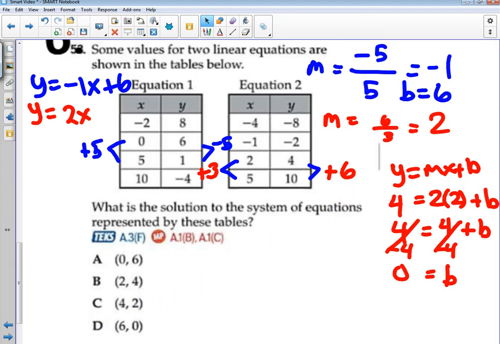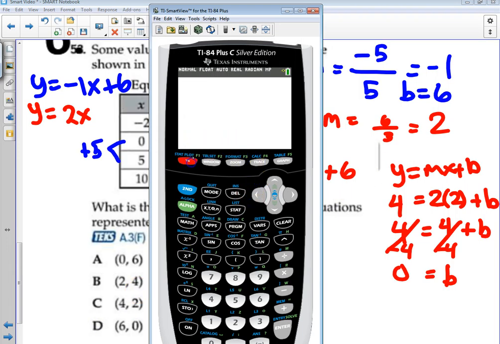So if we look at our calculator, go to y equals, and we go ahead and plug in the two equations. So the first one's negative 1x plus 6, and then we have 2x, and then I can press graph, and I could probably just look at it and find the answer.